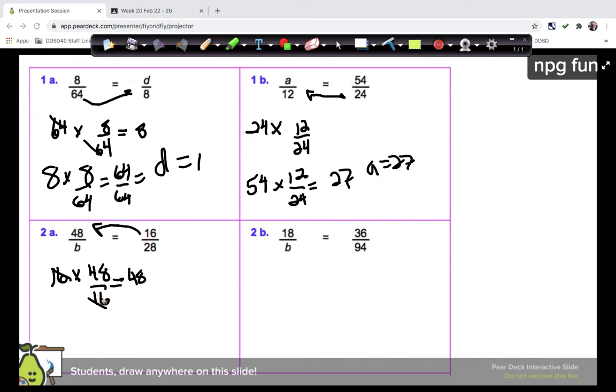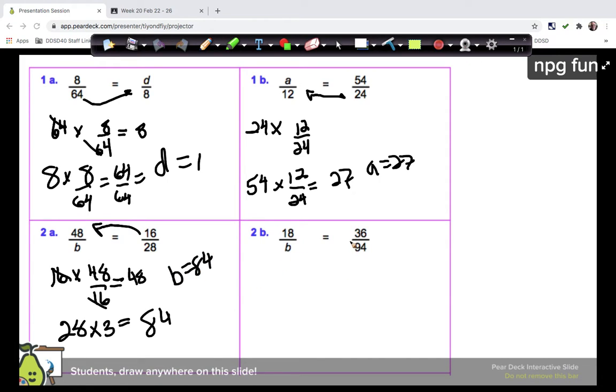Now this happens to be 3. I know that that's 3. So that means I'm going to do 28 times 3. So B is equal to, this is 84. B is equal to 84 on that.